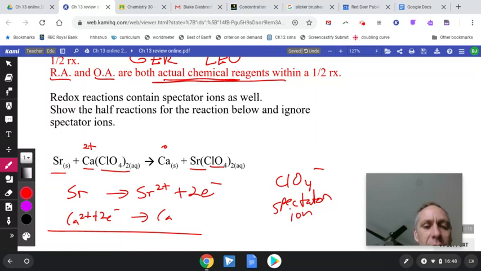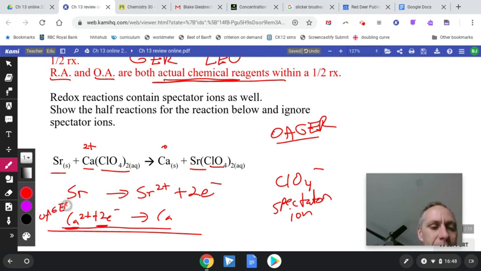And which one is our oxidizing agent? So give me 1 second. Oxidizing agents gain electrons. That's how I figure it out every time. Who's gaining electrons? Calcium 2+ is gaining 2 electrons. There's our oxidizing agent, which means this entire reaction must be reduction.